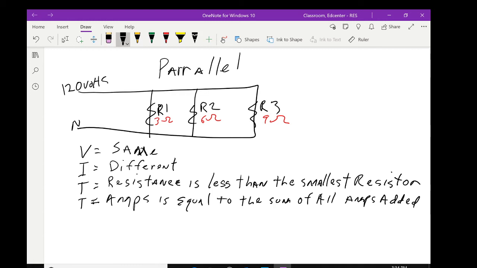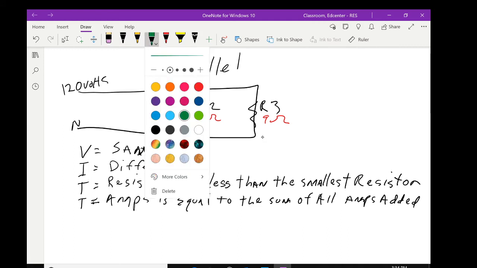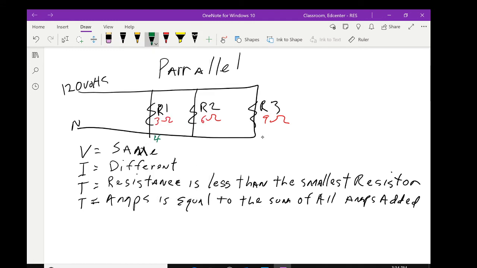So we have 120 divided by 3, so this one would be 40 amps. And then we have 120 divided by 6, which is 20 amps. We have 120 divided by 9, which is 13.33 amps.